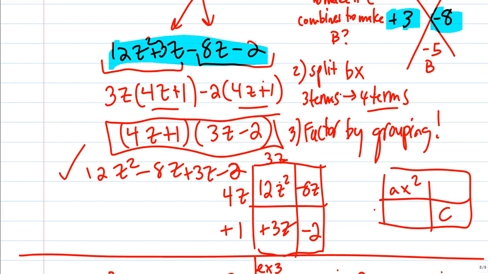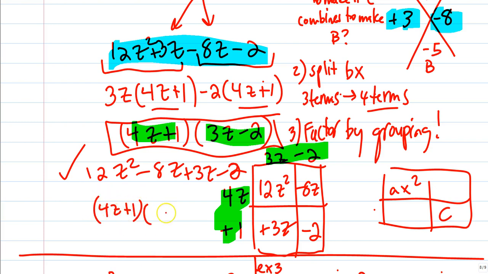So it's really kind of a nice little system where there's a lot of double checks built into it. And last, negative 8z and negative 2, both divisible by minus 2. Notice the 2 groups that we have right here are our 2 groups right here. So if you like the area model, please feel free to do that, but you still need to write your answer as 4z plus 1 times 3z minus 2.